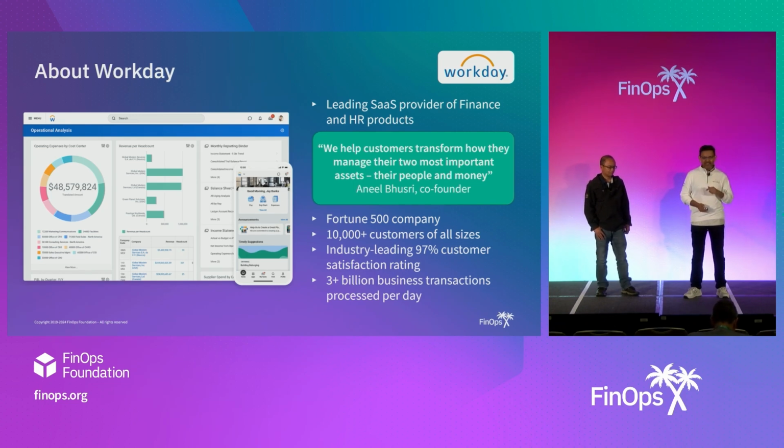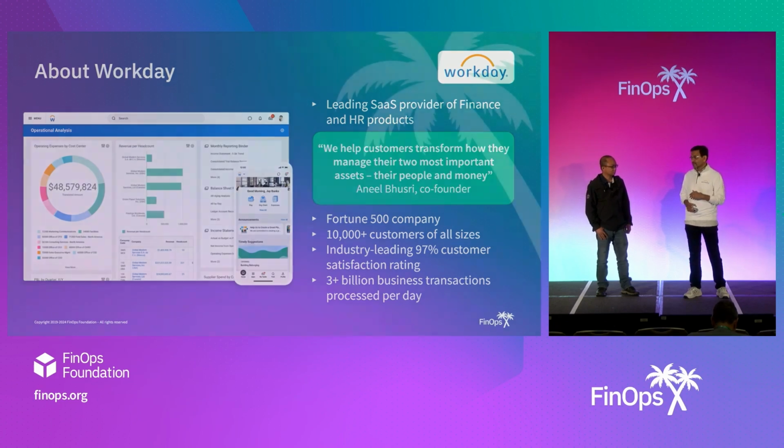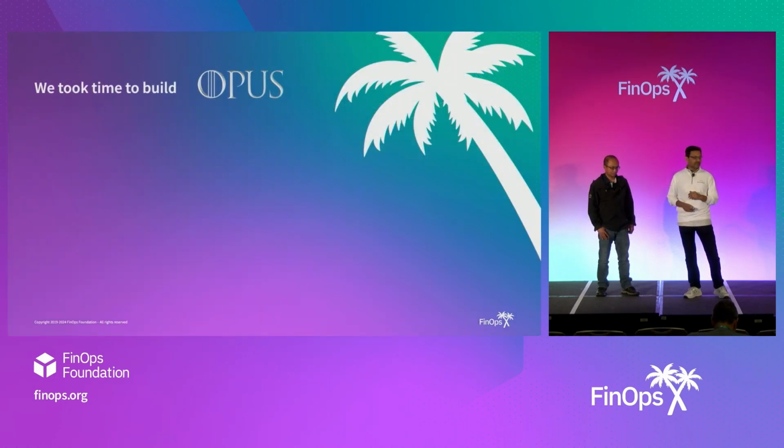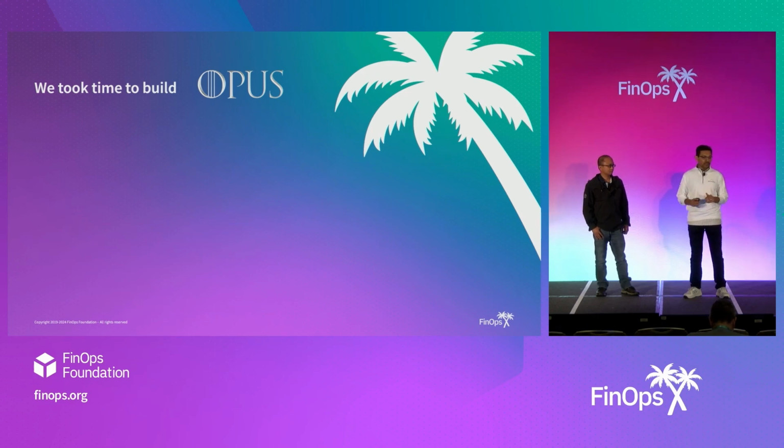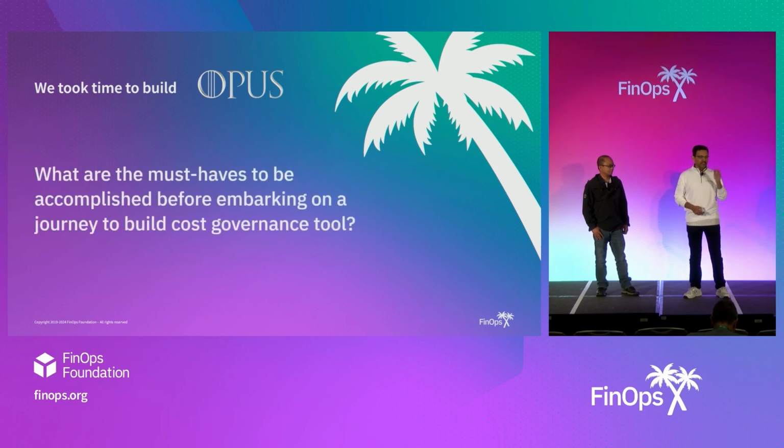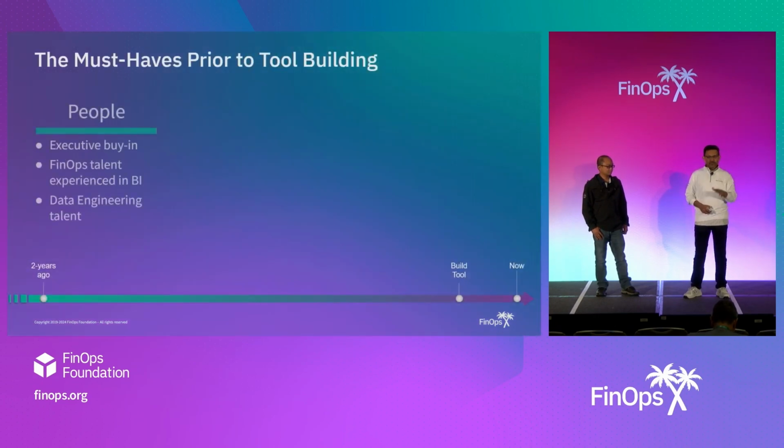And you saw my first slide, we took a long time to build our own cost governance tool. So why did we take that much time? We had to get certain basics, foundational aspects under control, and then go into tooling. Tooling comes last. For us, it is people first, processes, and the tools last.